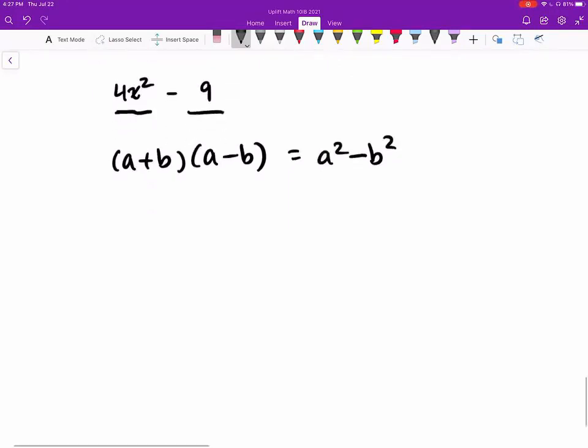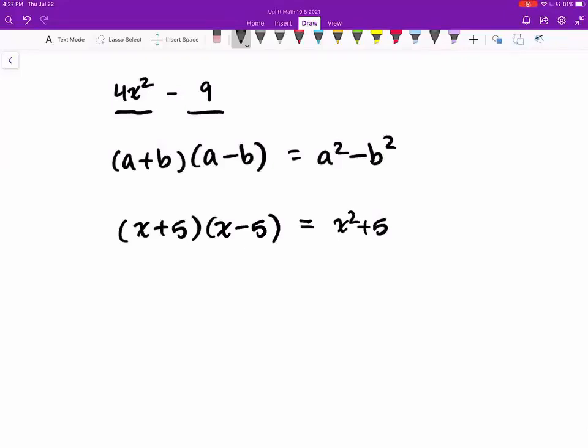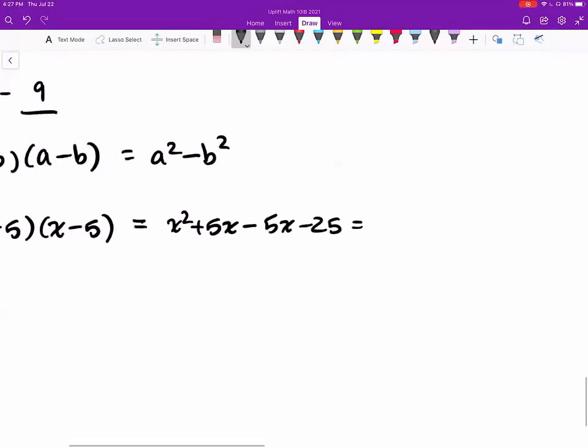So for example, we could do x plus 5 times x minus 5. We will get x squared plus 5x minus 5x minus 25. So we get x squared minus 25. Now, this is what we call a difference of squares.